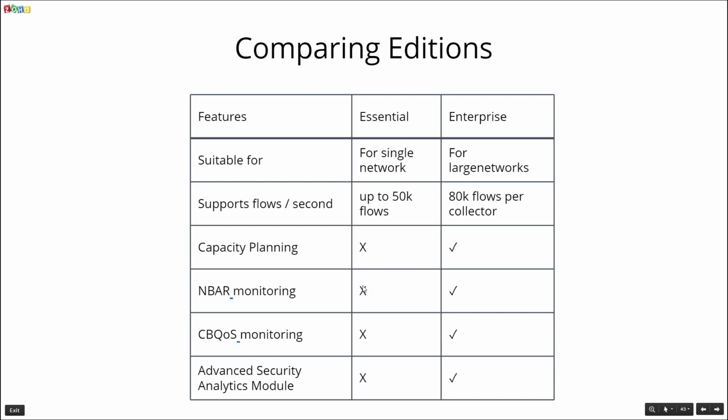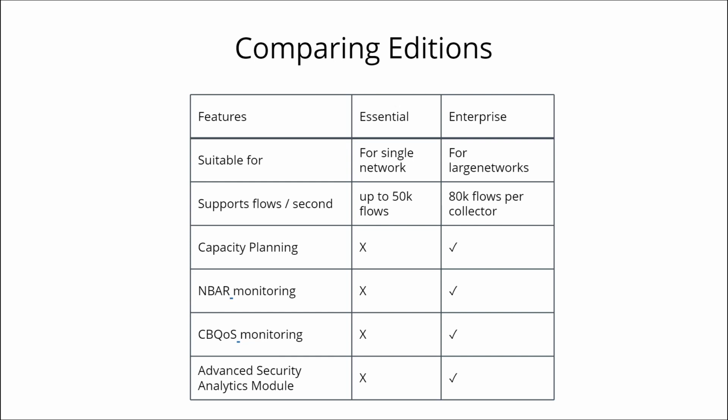So comparing the editions for a quick overview. We have essential and enterprise. Essential is suitable for single networks, enterprise for large networks. And the flows per second is an important metric. You can go up to 50,000 flows per second on the essential. But when it comes to enterprise, for each of your collectors, you can go upwards to at least 80,000. So that's more than the essential itself.